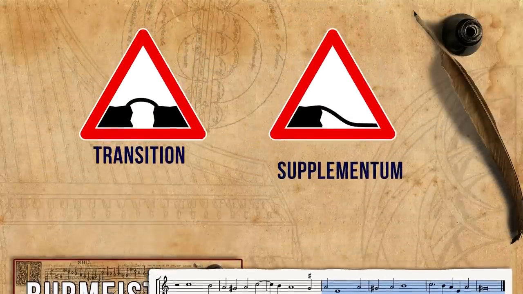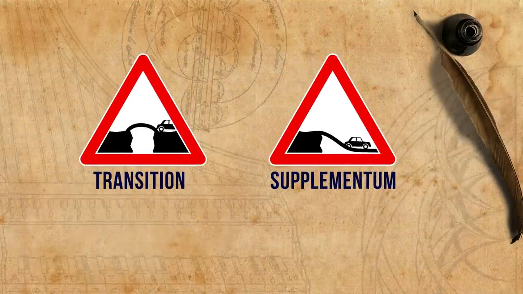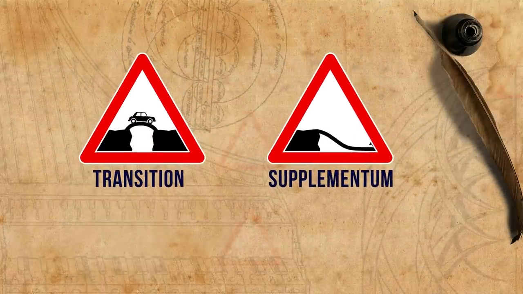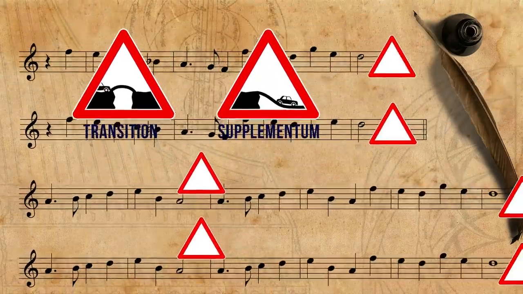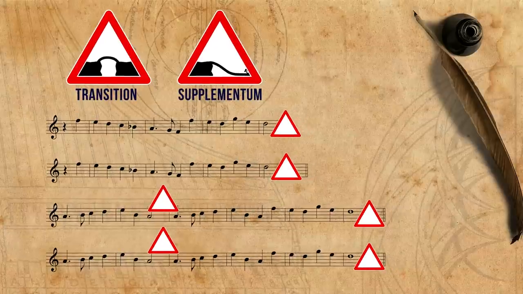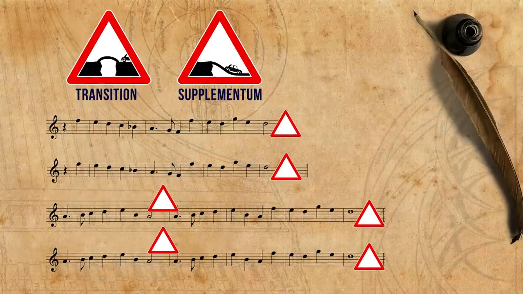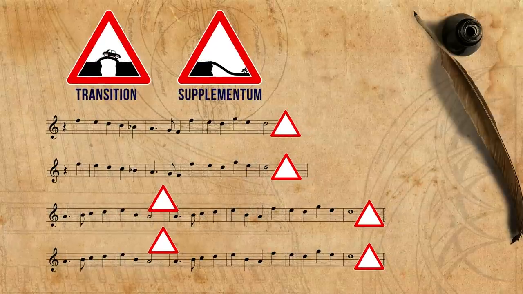We will borrow it and use it also for cadences within the piece. By choosing between a transition or a supplementum for each gap, Sweelinck determines whether to put a comma or a period in the flow of the music.